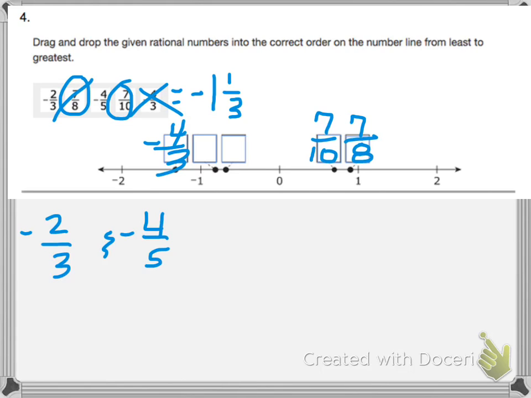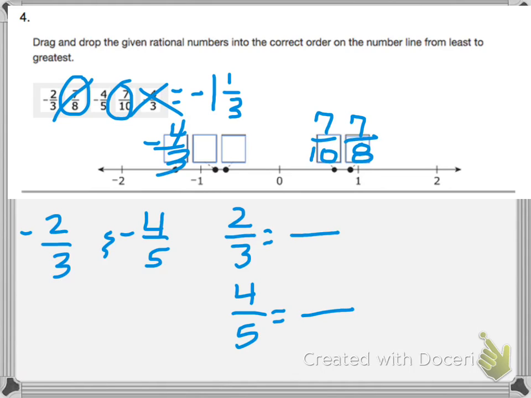All right, now I'm left with 2 things, and that's negative 2/3 and negative 4/5. So if you have trouble telling which one of these is larger, because it looks like 2/3 needs only one more third to be a whole, and negative 4/5 only needs one more fifth to be a whole, you can turn these into equivalent fractions. So 2/3 equals, and then 4/5 equals. So you have to find a common denominator. I like to do that by multiplying the 2 denominators.